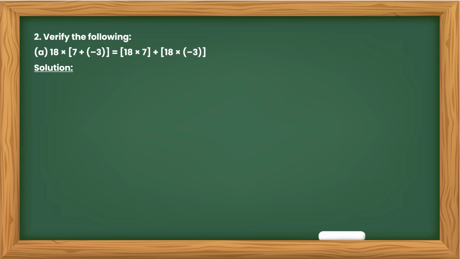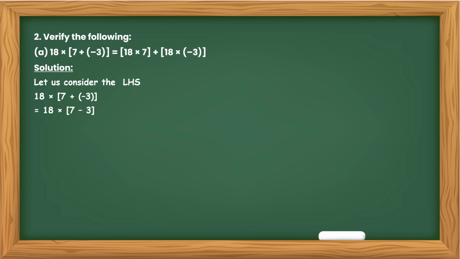The second question: verify the following. 18 into 7 plus minus 3 equals 18 into 7 plus 18 into minus 3. We will have to verify whether this given equation is equal. Okay. So first let us consider the left hand side. 18 into 7 plus minus 3.